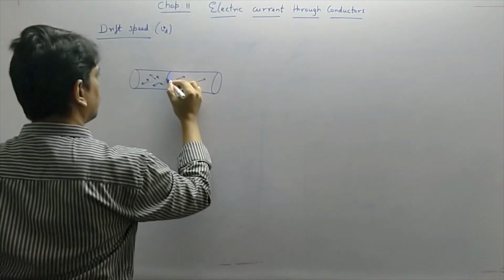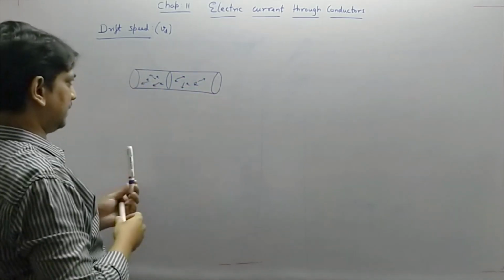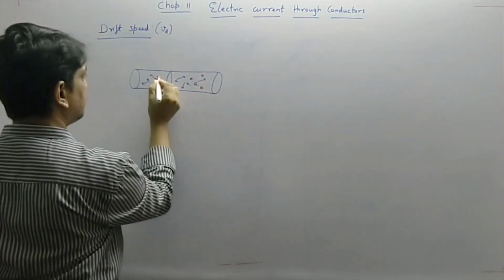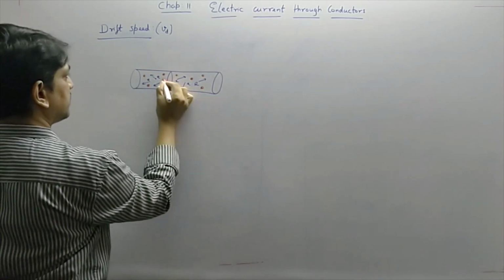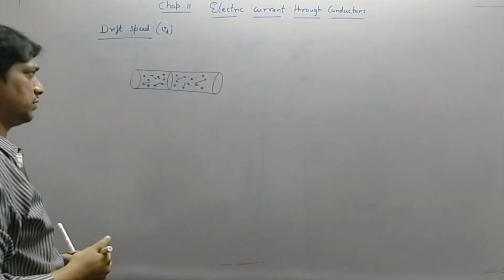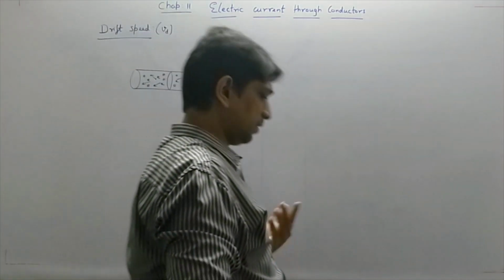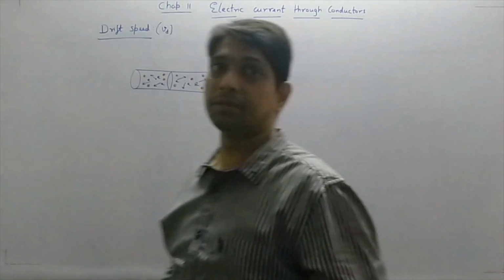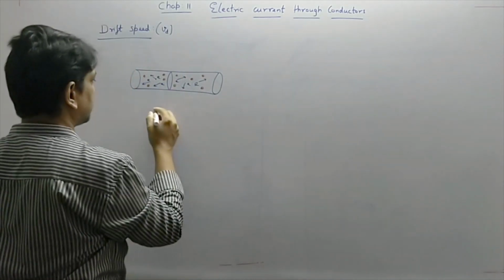So here, regarding the net flow of electrons, we have atoms, shown in red color, a large number of atoms, and there are valence electrons, free delocalized electrons, which are randomly moving in all possible directions with a very high speed. The speed is approximately 10⁶ meter per second, about 10⁵ to 10⁶ meter per second.